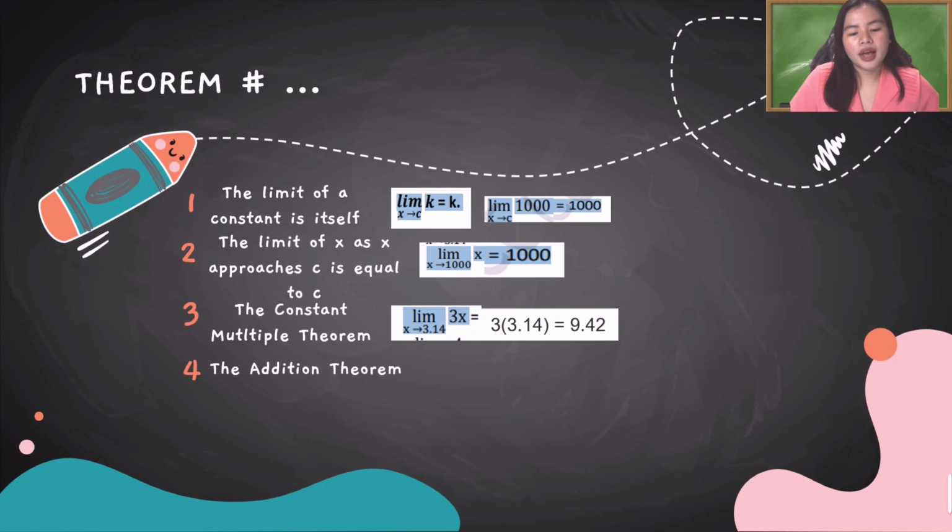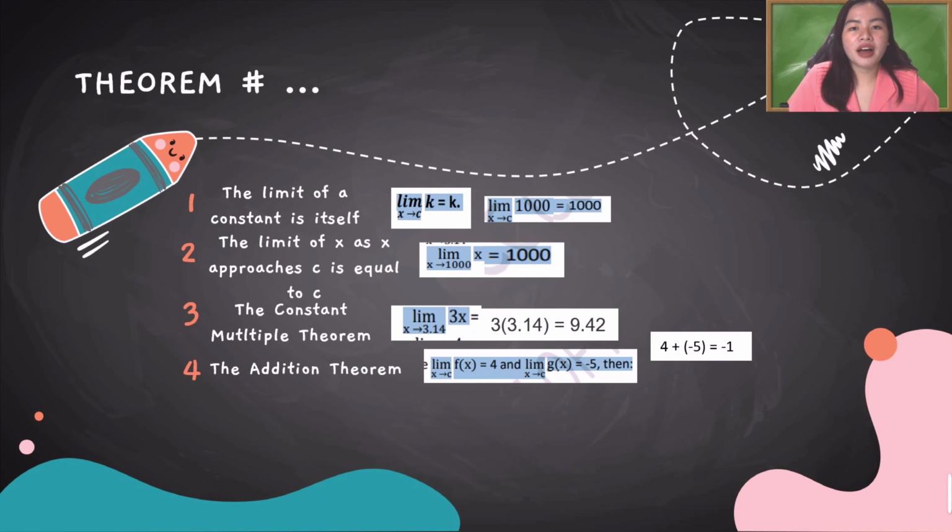For example, the limit of f of x as x approaches c is 4, and the limit of g of x as x approaches c is -5. We will have two answers for the sum and the difference. For the sum, the answer will be 4 plus -5 equals -1, while the difference would be 4 minus -5 equals 9.